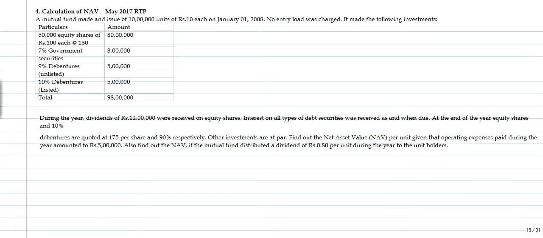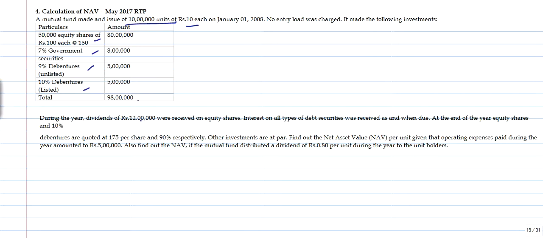Question number 4. A mutual fund made an issue of 10 lakh units of rupees 10 each on January 1st 2008, no entry load was charged. It made the following investments: equity shares, government securities, debentures unlisted, debentures listed. 98. How come 98? 10 lakh units, 10 each, 98 lakhs. So maybe cash 2 lakh.